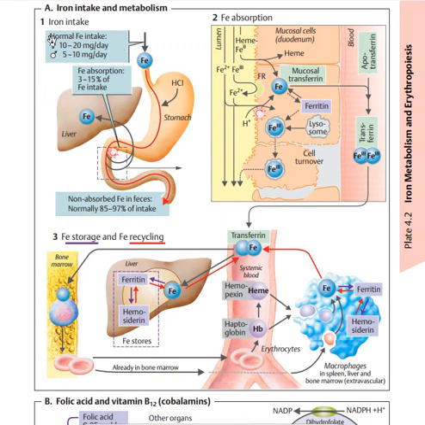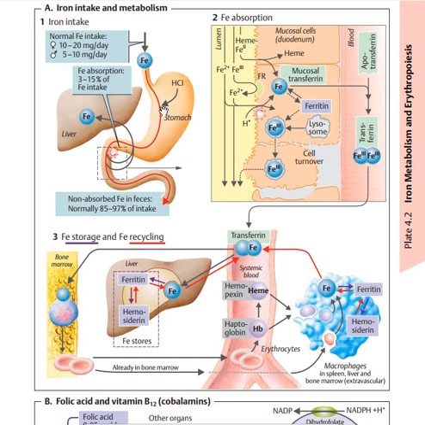You need to know that normally iron intake in females is 10 to 20 milligrams per day, while in males it is 5 to 10 milligrams per day. Females who can have children need 10 to 20 milligrams per day because it is also needed for the child. And in males we have 5 to 10 milligrams per day.